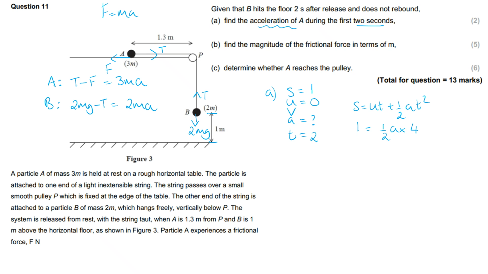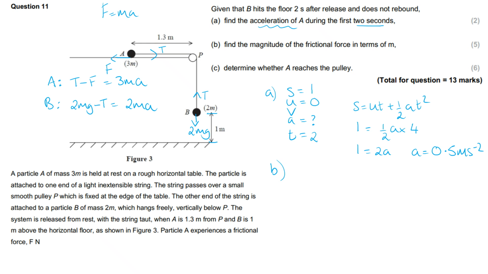So half 4 is 2. 1 is equal to 2a. So a is equal to a half, or 0.5, and that would be meters per second squared. In part B, we're asked to find the magnitude of the friction.